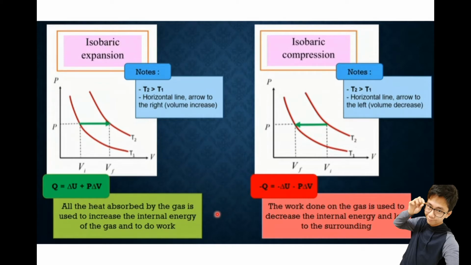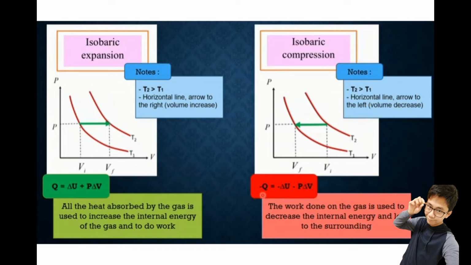Okay, so next one, isobaric compression. For this one also, the temperature T2 is greater than T1. But this one, the horizontal line, the arrow to the left, the pressure is constant, but the arrow moved to the left because V final is less than V initial, so the volume decreases.